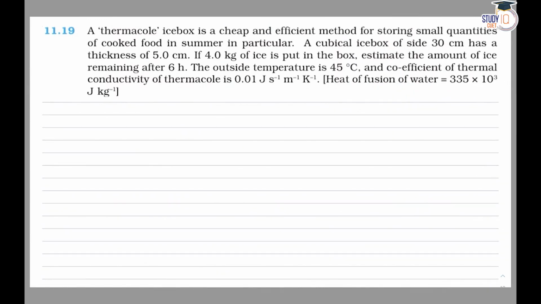Thermal properties of matter, question number 11.19. A cubical ice box of side length 30 centimeter has a thickness of 5 centimeter and it contains 4 kg of ice, and we have to estimate the amount of ice remaining after 6 hours. Outside temperature is 45 degrees Celsius. Coefficient of thermal conductivity of thermocol is given, and this is the heat of fusion of water.